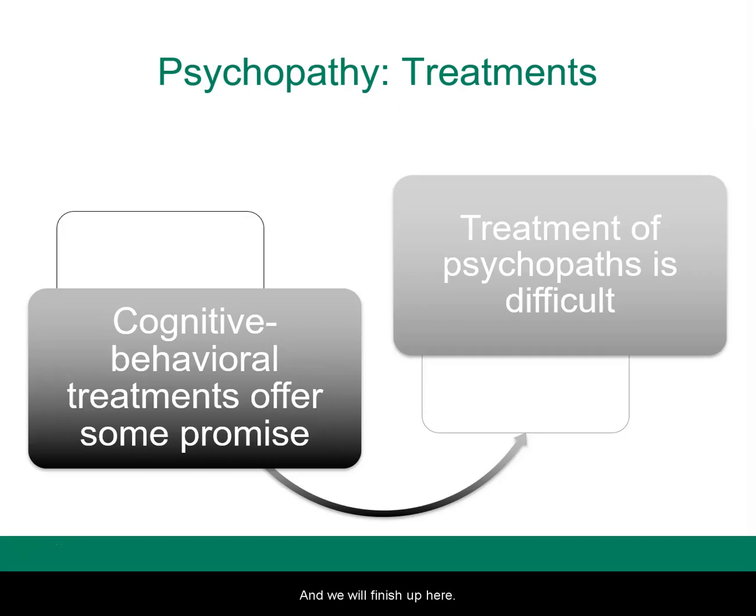And we will finish up here with a couple more things for the treatment of psychopathy. We're looking at cognitive behavioral treatments, and we're also looking at treatment being very, very difficult for psychopaths. Okay, so if we are successful at all, it looks like it's going to be going through cognitive behavioral therapy. It does offer some promise.